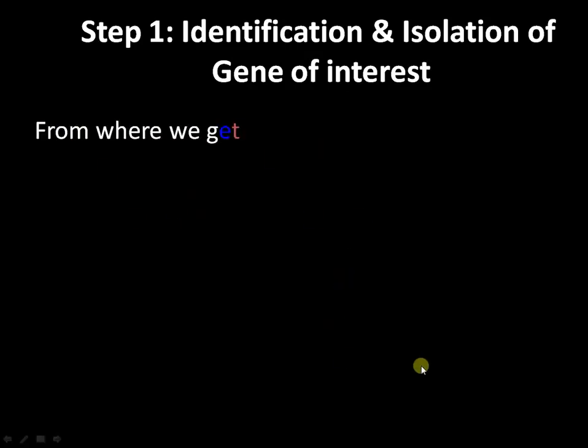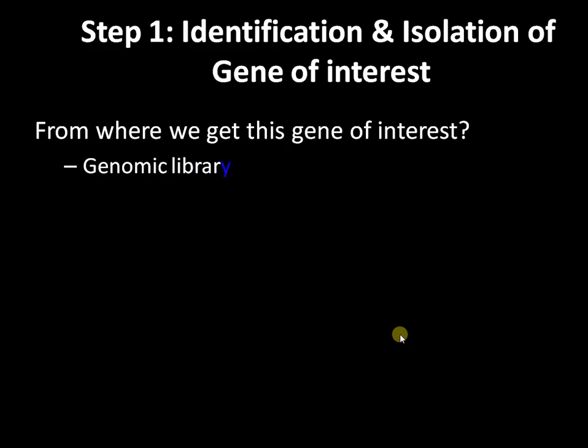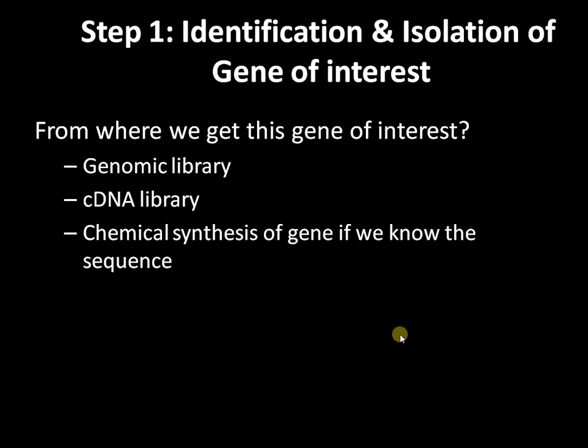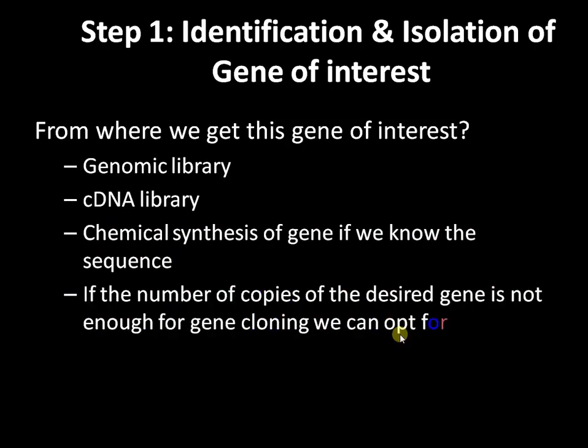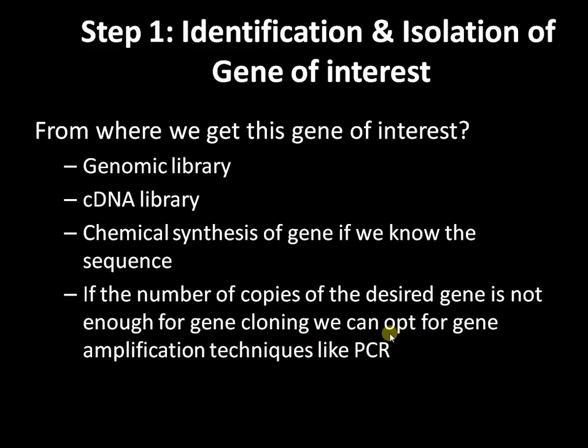In recombinant DNA technology, where do we get this gene of interest from? There are different resources for getting our gene of interest. These include a genomic library, a cDNA library, and chemical synthesis of a gene if we know the sequence. If the number of copies of a particular gene is not sufficient for gene cloning, we can amplify it using polymerase chain reaction, a gene amplification technique.